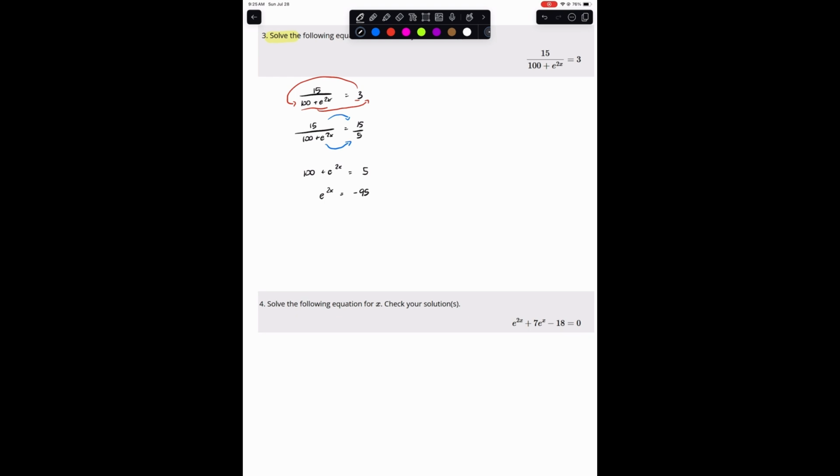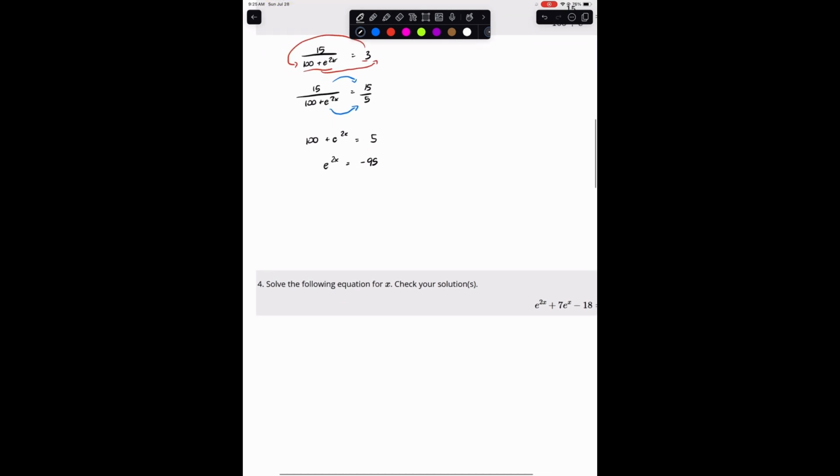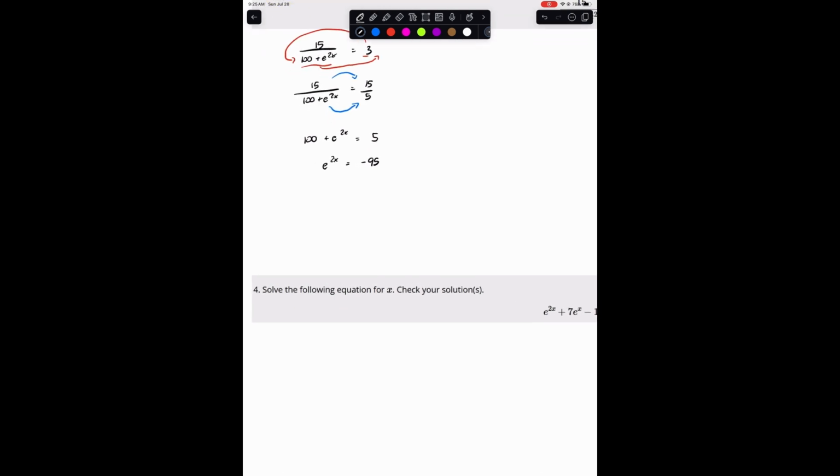And from here, you can already tell that this doesn't have a solution, because if you multiply e over and over again, no matter what you do, you get a positive number. So this is impossible. For a positive number, there's no way for it to change into a negative. There is no solution.